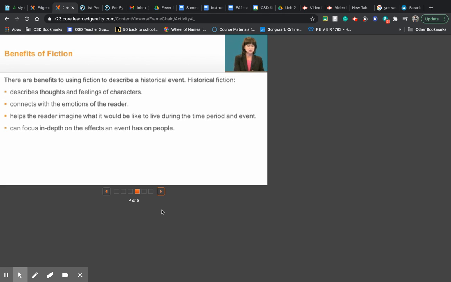There are benefits to using fiction to describe a historical event. Historical fiction describes thoughts and feelings of characters. It connects with the emotions of the reader. It helps the reader imagine what it would be like to live during the time period and event. And it can focus in depth on the effects an event has on people. Now then, look at two tasks in comparing fiction to nonfiction.